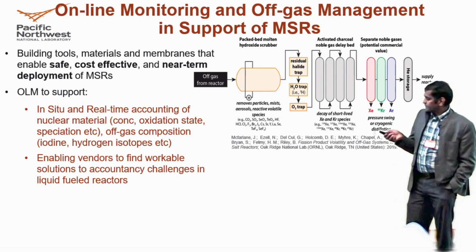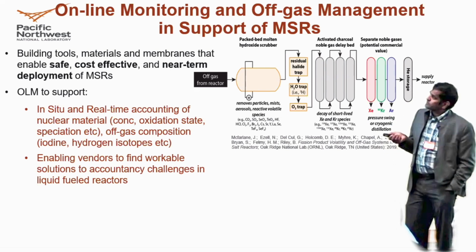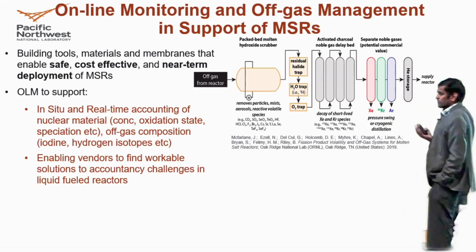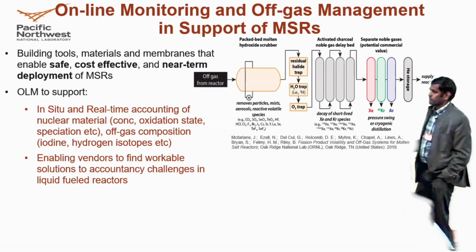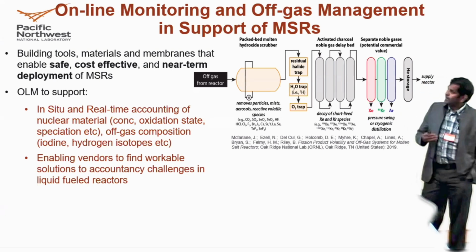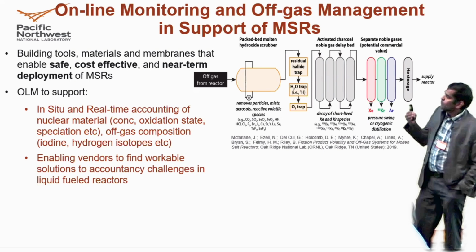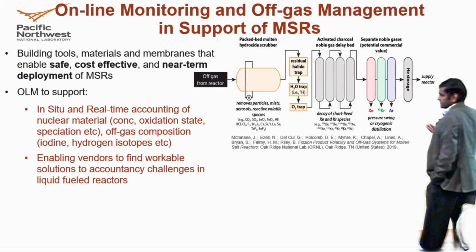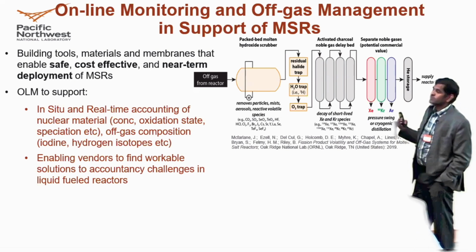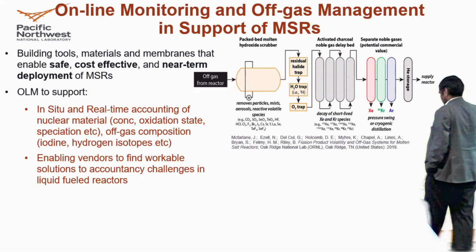For online monitoring, we are trying to use Raman spectroscopy techniques to measure real-time accounting of nuclear materials, like the concentration of uranium, or oxidation state, or gas composition like iodine. What is the iodine concentration in the liquid state? What is the concentration of iodine in the gas phase? So we are trying to develop some of these online techniques at PNNL.